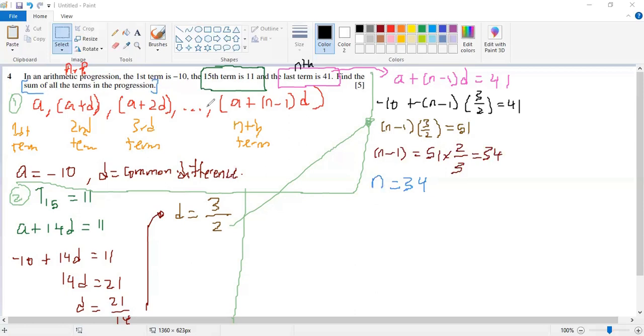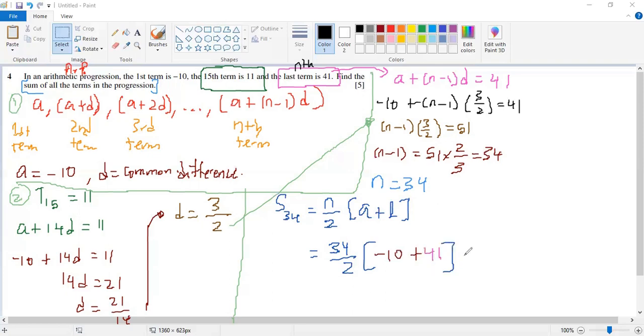Basically we want the sum of all the terms in the progression, which means that we're going to add up S34. To get S34, we can use this famous formula when the last term is known: n over 2, then multiply by a plus L. So the n is 34 over 2, and then a was given as -10, and the last term was given as 41. This would be the fastest way to calculate it. So all this is just calculator work.